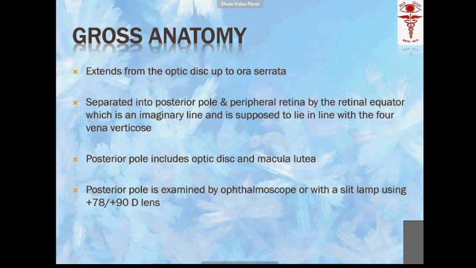That is the line which connects all the four vortex veins. So vortex vein is a vein which drains the blood supply of the eye. It's a venous drainage. So with respect to diabetic retinopathy, the most important structure which is involved is the posterior pole. What do you mean by the posterior pole? Posterior pole, it includes the optic disc and the macula lutea.